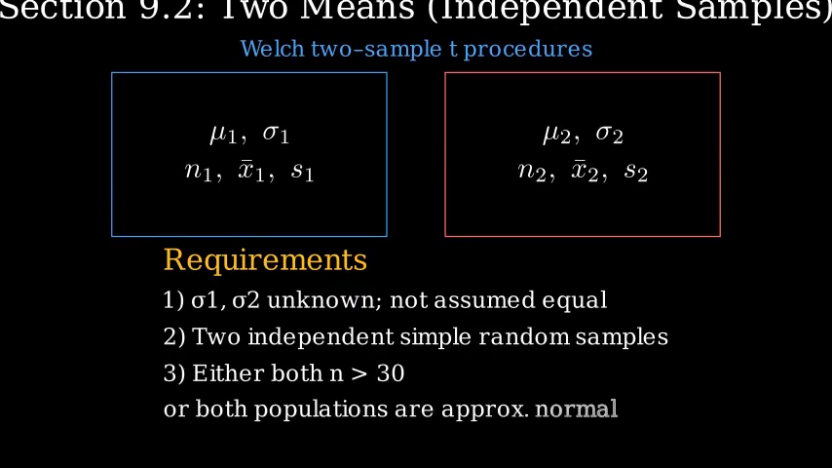Requirements. 1. The population standard deviations are unknown, and we do not assume they are equal. 2. The samples are independent. 3. Both are simple random samples. 4. Either both sample sizes are large or the populations are approximately normal.